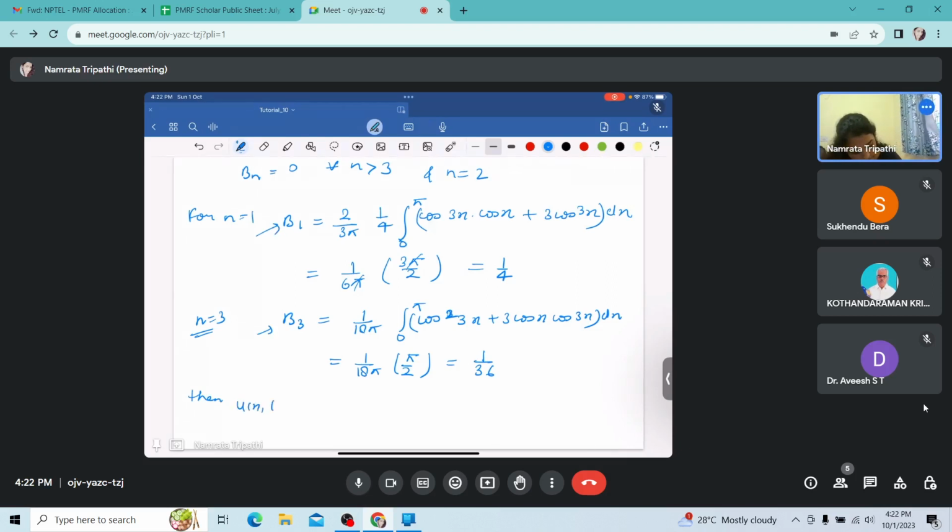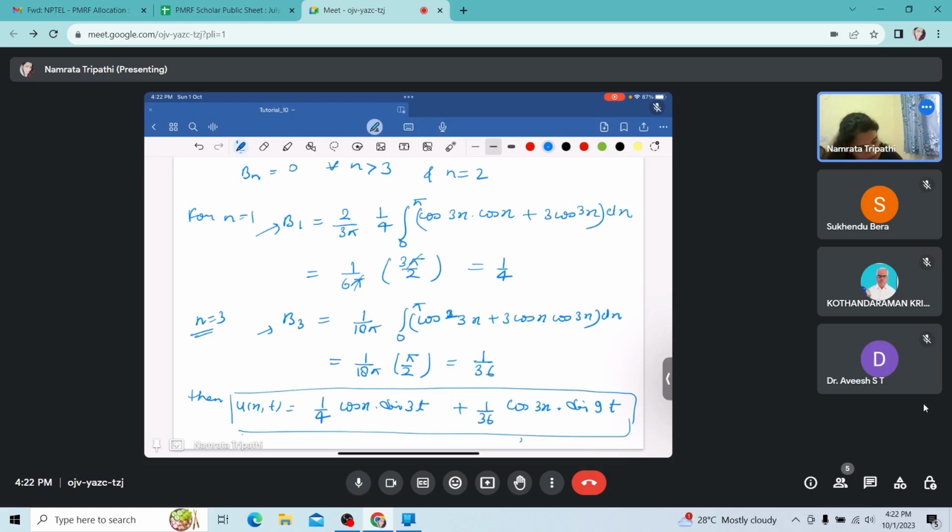So the expression becomes 1 by 4 for b1, cos of x into sine 3t for n equals 1, and 1 upon 36 for b3, cos of 3x into sine of 9t. This is the required solution for x from 0 to pi and t greater than 0. Fine.